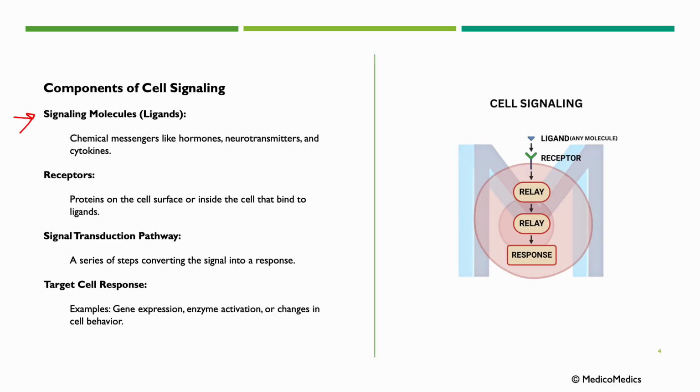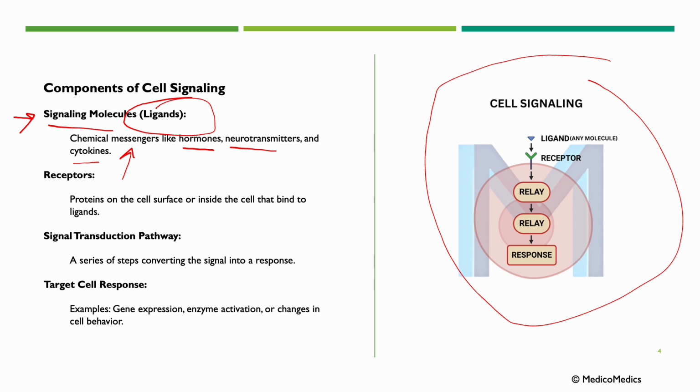So, one component is signaling molecules or ligands. These are chemical messengers like hormones, neurotransmitters, and cytokines, etc. And if you look at this illustration here, you see the ligand in blue. So any molecule essentially binding to a receptor.